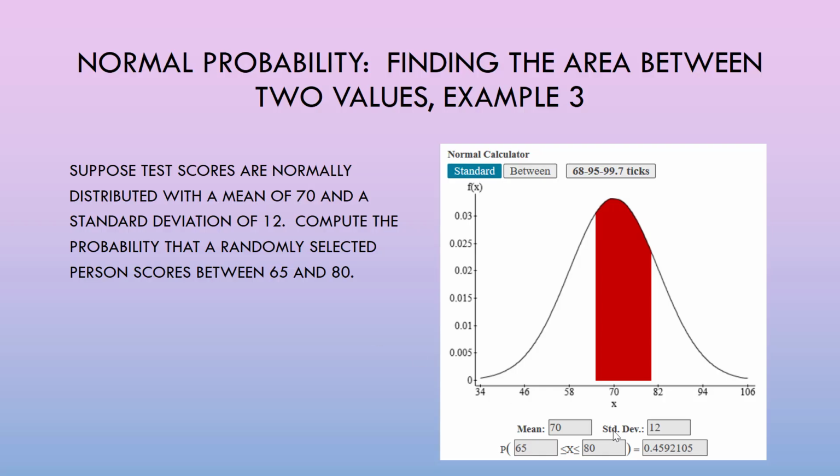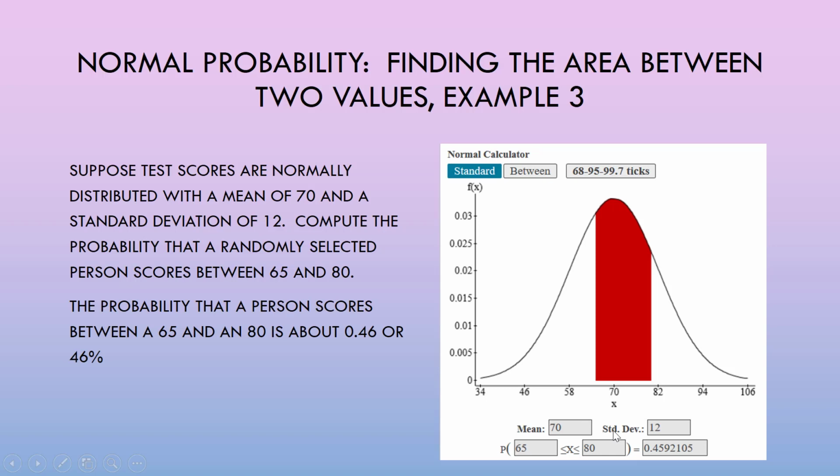So let's look at these results. The probability that a person scores between a 65 and an 80 is about, as you can see here, 0.46 or 46%. What does this mean? This means that if I cut the normal distribution twice, once at x equals 65 and another time at x equals 80, the area in between these two values is about 46% of the population.